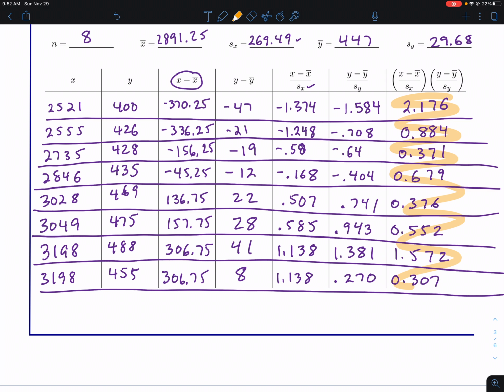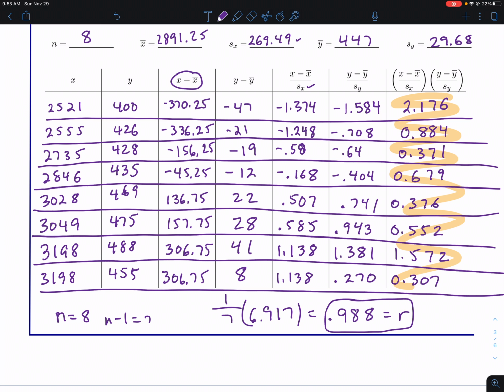All right, so it looks like I got 6.917. And then we want to multiply this by 1 over n minus 1. So since n was 8, n minus 1 is going to be 7. So we want to multiply this by 1 over 7. So times 1 divided by 7, which gives us 0.988 and a bunch of other stuff. So our R value in this case is 0.988.